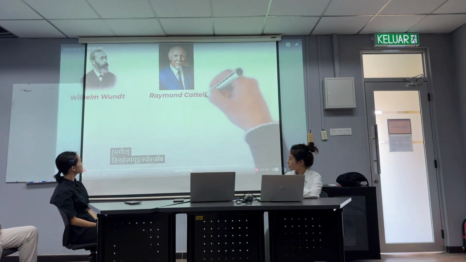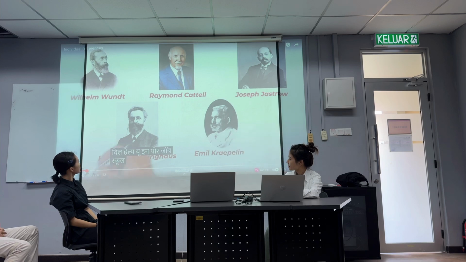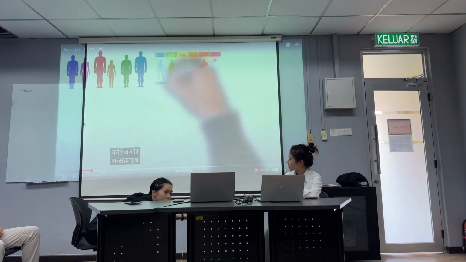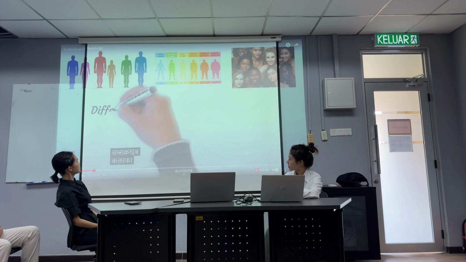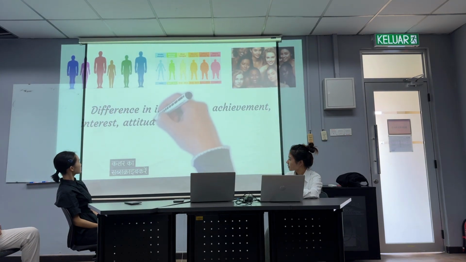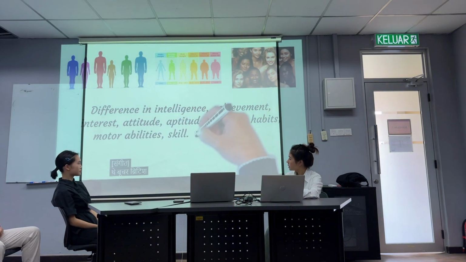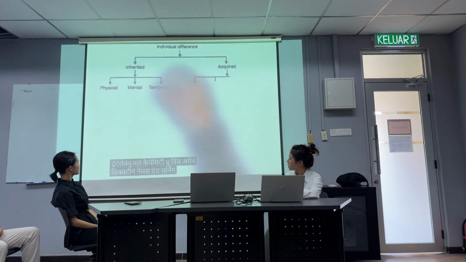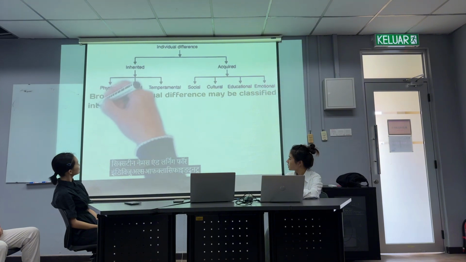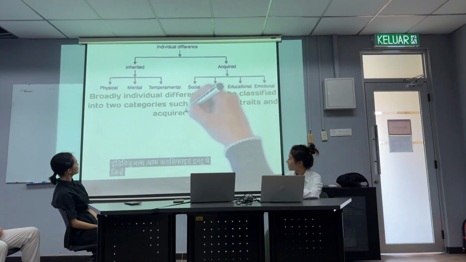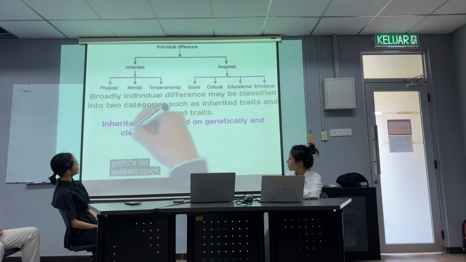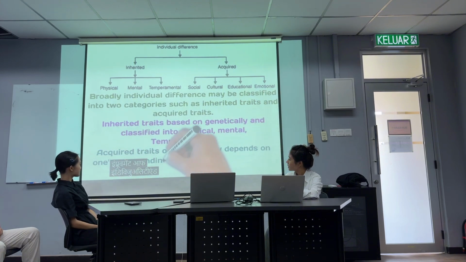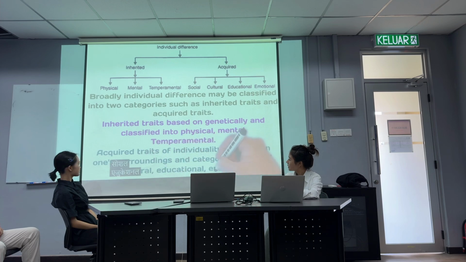Wilhelm Wundt, Raymond Cattell, Joseph Jastrow, Harvard Ebbinghaus, and Henry Bellin are the exponents of differential psychology. This change is seen in physical forms like in height, weight, color, complexion strength, etc. Difference in intelligence, achievement, interest, attitude, aptitude, learning habits, motor abilities, skill. Each man has an intellectual capacity through which he gains experience and learning. Broadly, individual difference may be classified into two categories, such as inherited traits and acquired traits. Inherited traits based on genetically and classified into physical, mental, temperamental. Acquired traits of individuality depends on one's surroundings and categories as social, cultural, educational, emotional.